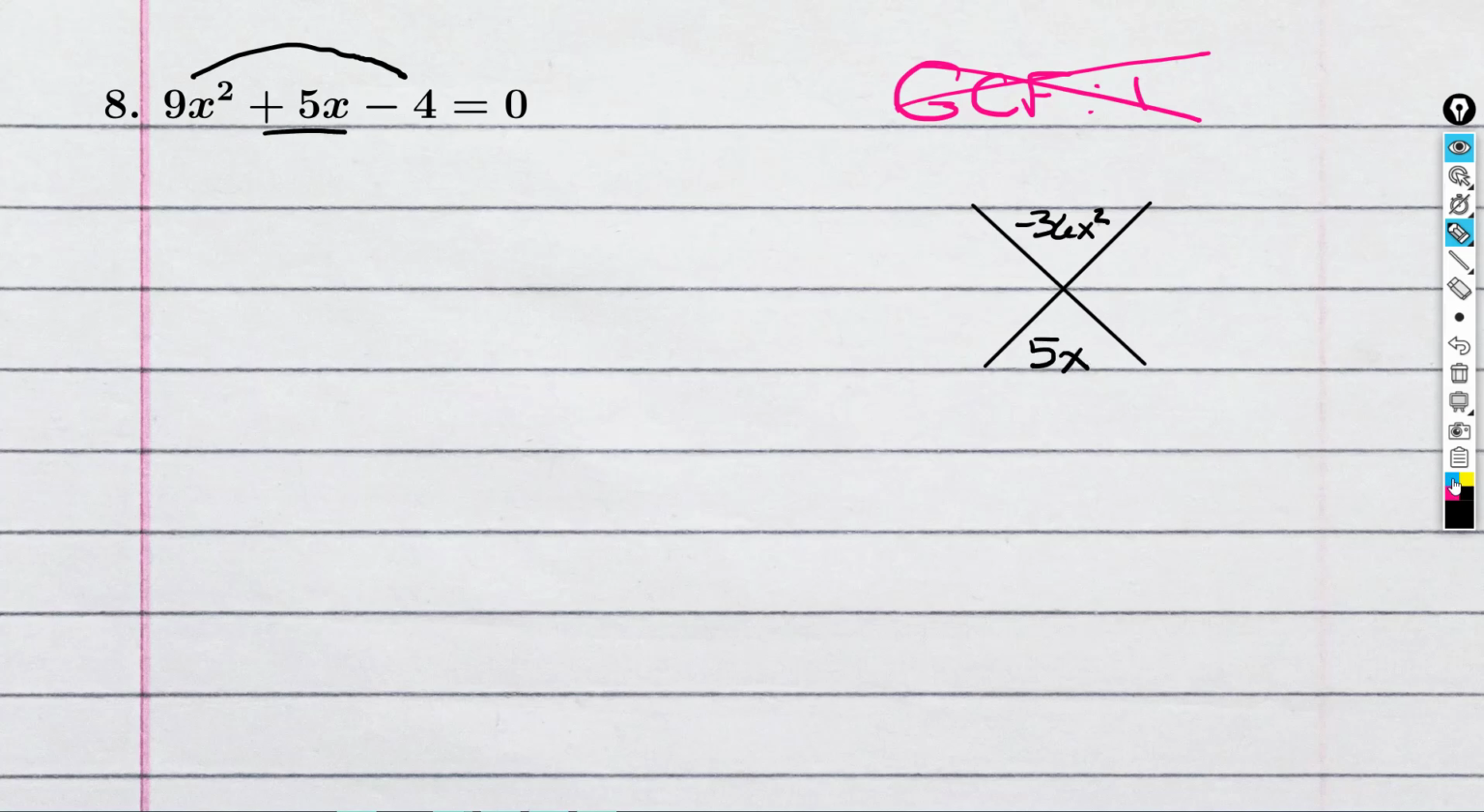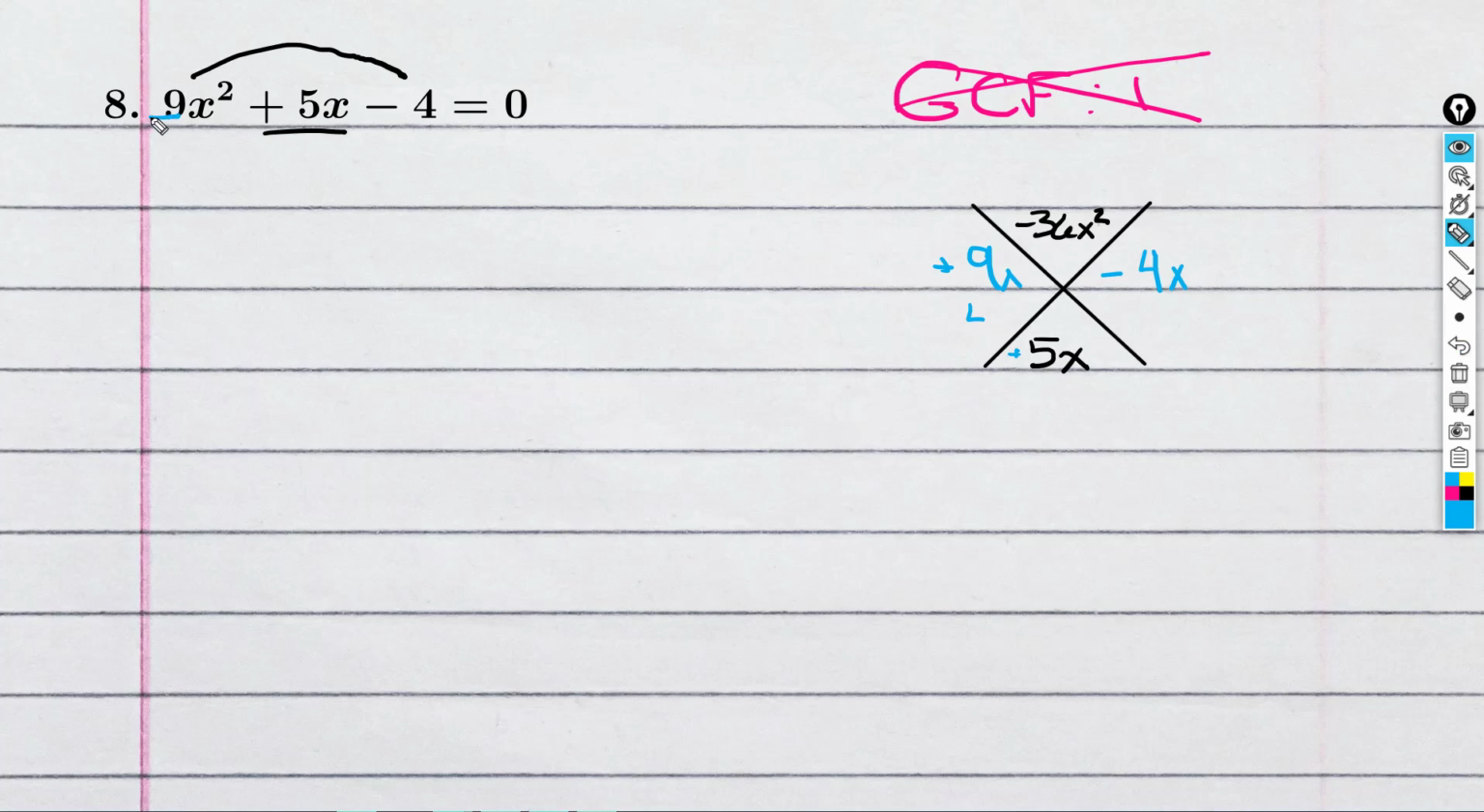5x. So I am going to look for the numbers that will multiply to give me negative 36. That means they need to be opposite signs. And add to give me 5. So in other words, they have a difference of 5 because they're opposite signs. The larger one needs to be positive because the 5 is positive. So if I think about numbers that multiply to give me 36, the first ones that came to my mind was 9 and 4.